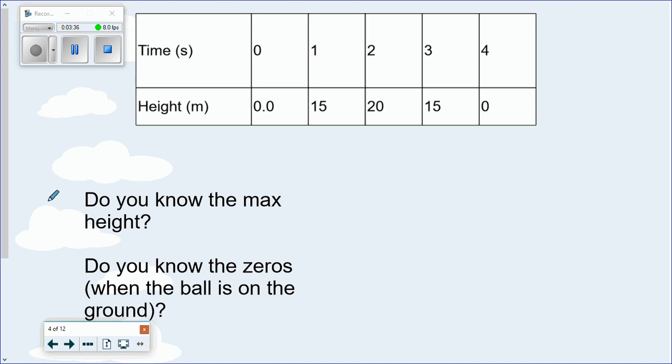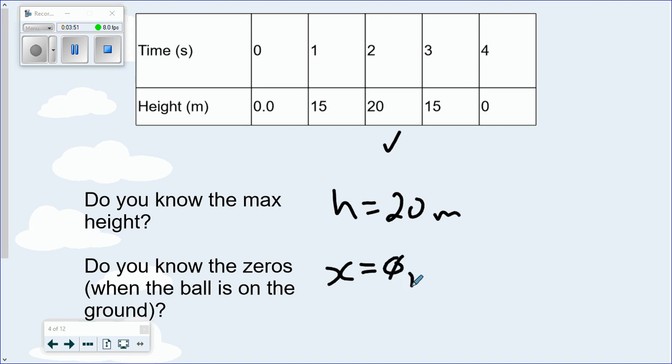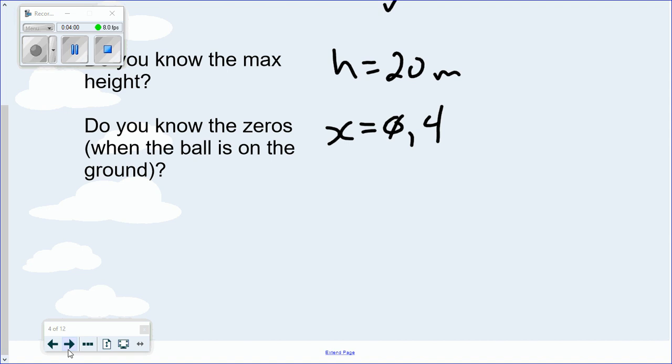Do we know the max height? Yes, we do. Do we know the zeros? Yep. And it lands at 4. So we know our individual values.